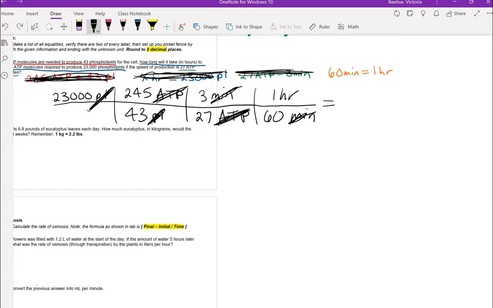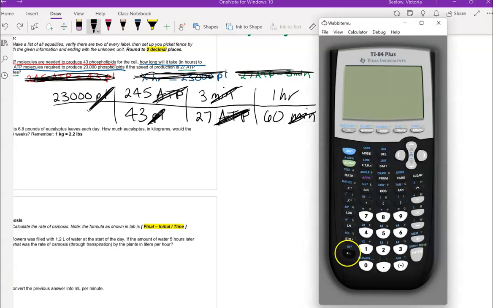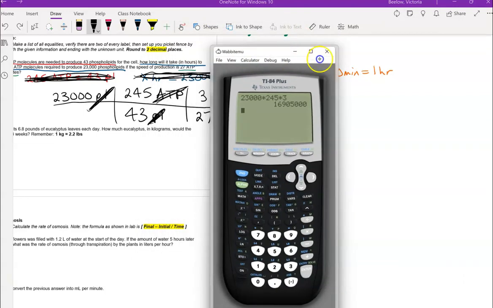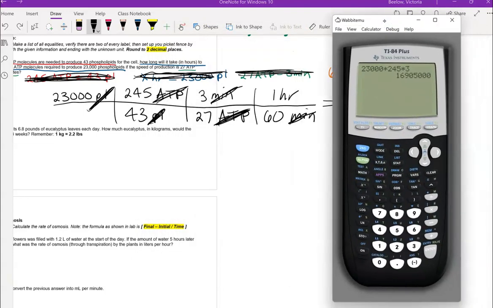So now we're going to go ahead and do the math. So for that, we're going to multiply everything in the top, multiply everything in the bottom, and then divide. So in the top, I'm going to do 23,000 times 245 times 3 times 1, which isn't relevant. And I'm going to get this really big number. And you can go ahead and write that down. I'm actually just going to continue the calculation in my calculator.